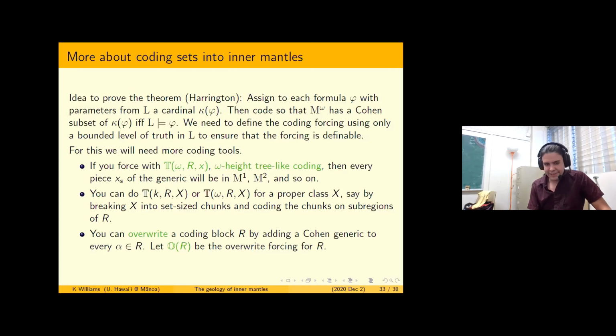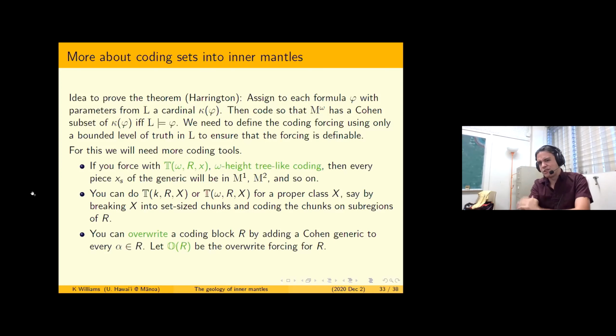Okay, and then the key idea that lets all this work is you can destroy coding information. How do you destroy coding information? If you think like a hard drive, just overwrite it with all ones. What we're going to do is take our region R and add Cohen generics everywhere, making it 1, 1, 1, 1, 1, 1, 1 on that region, and destroy all the information that was coded there. So let's call the forcing which just adds Cohen generics everywhere the overwrite forcing O. So we have omega tree-like coding to force you to be in all the inner mantles. We can do this for a proper class, and we can also overwrite things.